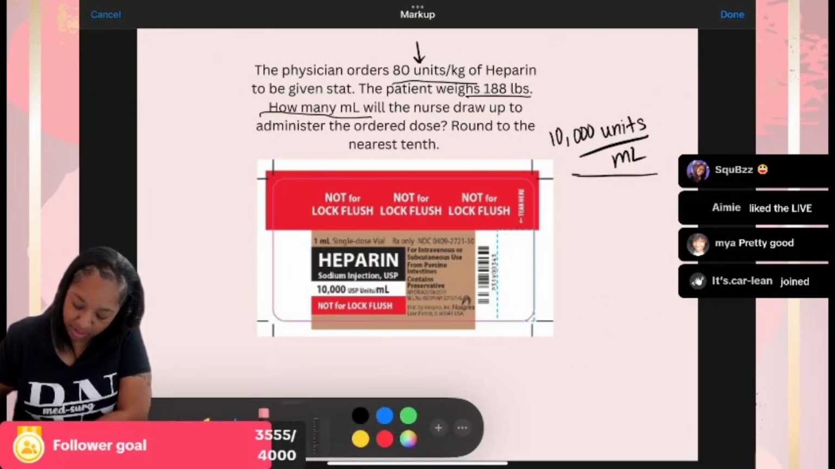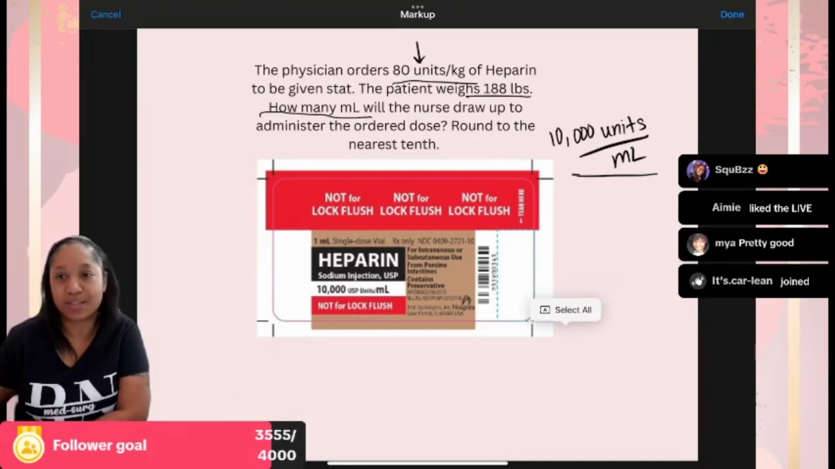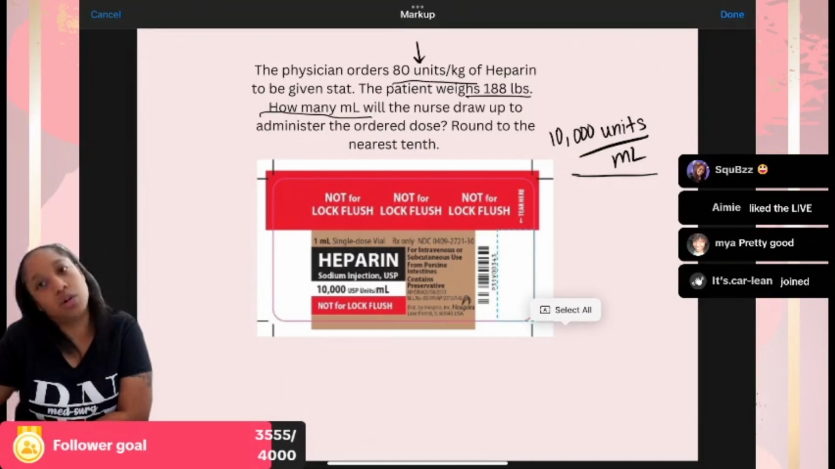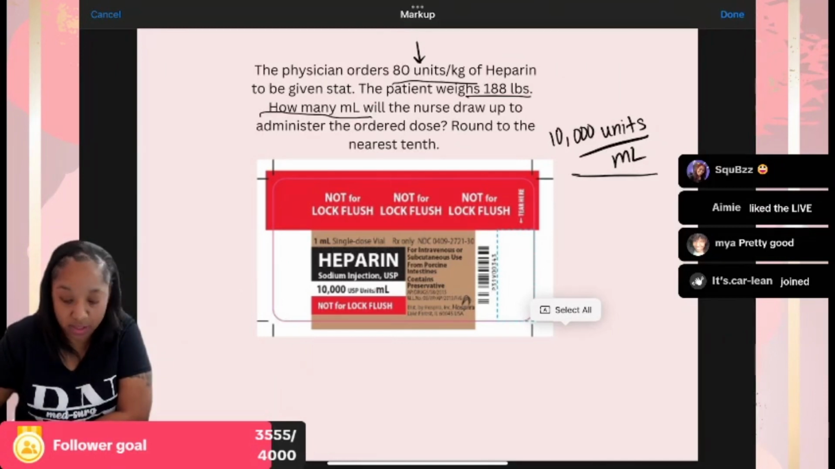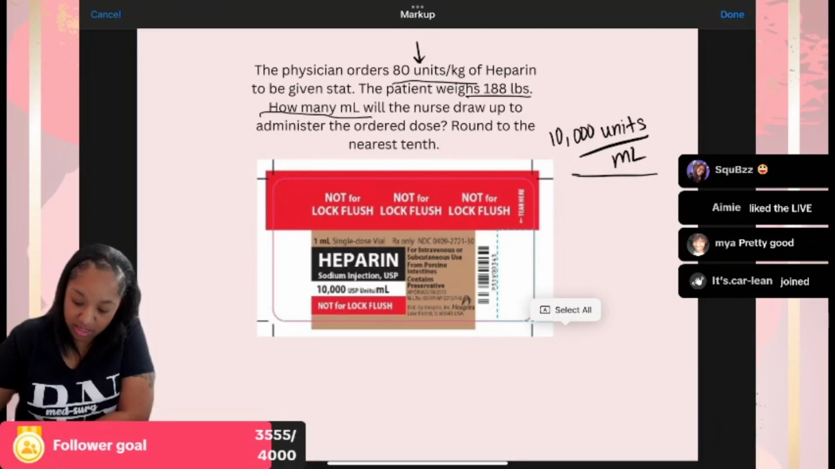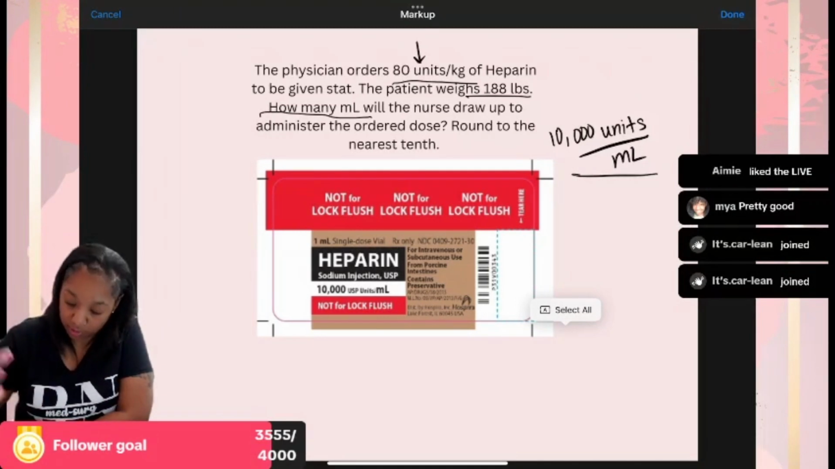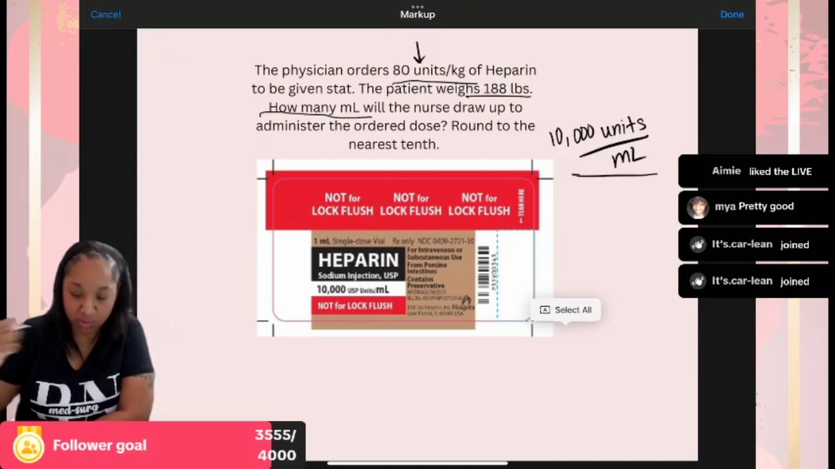Alrighty. So, if you don't like dimensional analysis, and that is perfectly fine, you can do it with desired over half or ratio and proportion, but you just need to take a couple of steps to get to where you need to be before you can do it. So you would still need PPP, which is the patient's weight, the prescription, and the product. Okay? So the weight is going to have to be converted to kilograms first, because your order, which is the prescription, calls for units per kilogram.